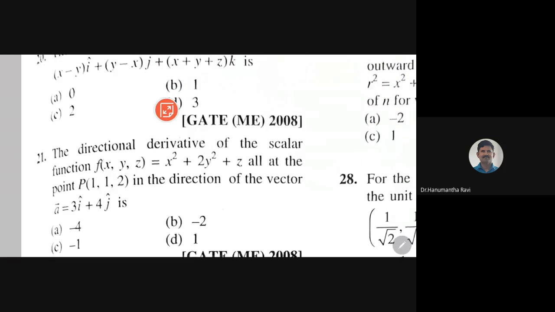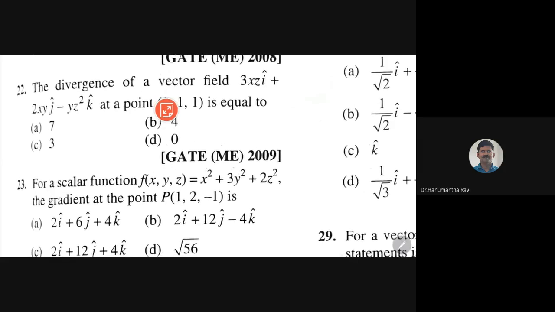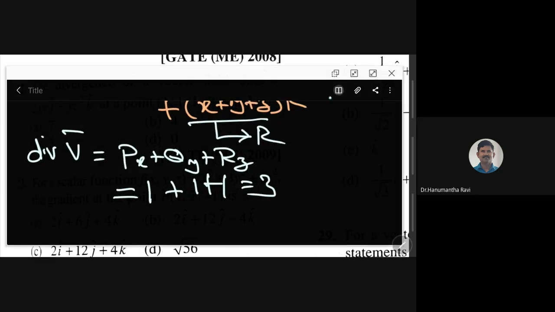Now, come over to the divergence of a vector field 3xz i bar plus 2xy j bar plus yz square k bar at the point 1, 1, 1 is equal to. Okay, so here again, a similar problem.